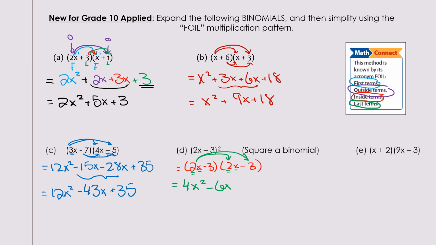And now the inside ones. So this 2x has been multiplied by everything in the other bracket. Now I have to do the same thing for this negative 3. So first, negative 3 times 2x is negative 6x. And next, negative 3 times negative 3 is positive 9. The middle terms match, so I write them as 4x squared minus 12x plus 9.